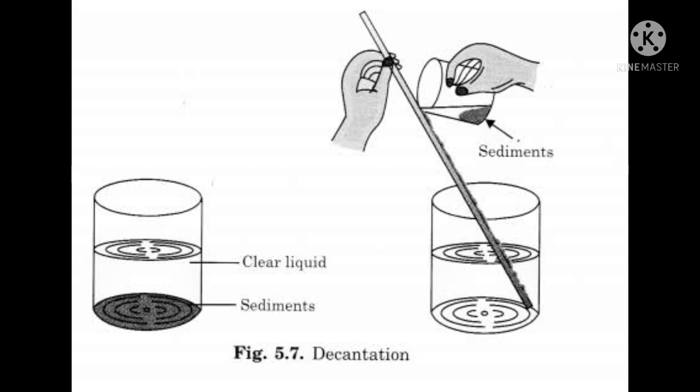Next, decantation. Removing the supernatant liquid by pouring it into another container carefully using a glass rod is called decantation. In this method, after the sedimentation, the clear liquid is transferred into another container.